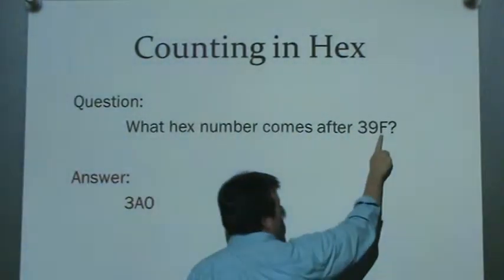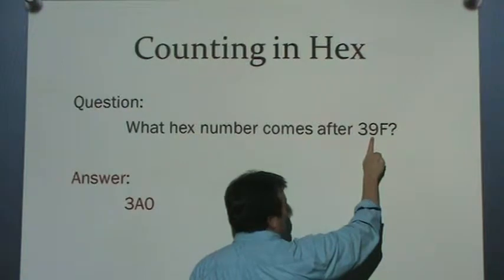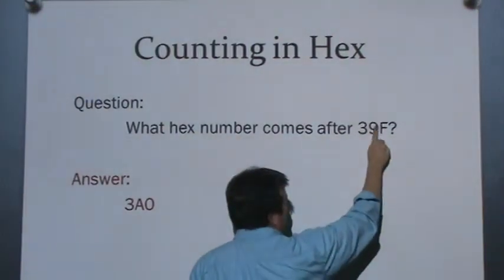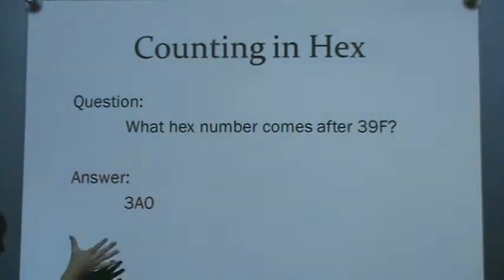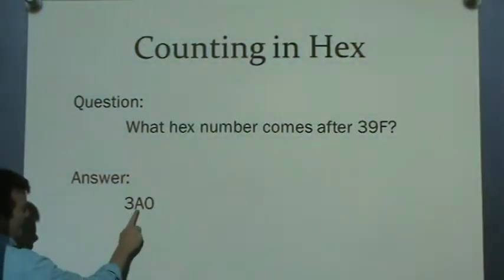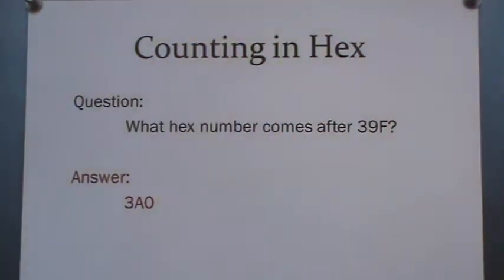So this would become a 0. This would become an A. And now A is not the highest one, so this 3 can stay alone. So hopefully this was a little bit of an interesting example. So it's 3A0 is the number right after 39F. And again, this just sounds strange the first time you're hearing it. Other than that, this isn't too strange.